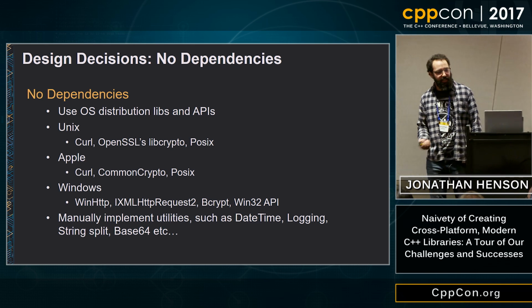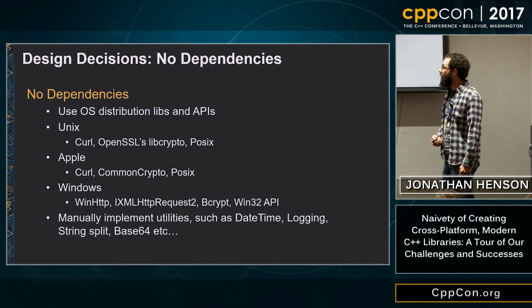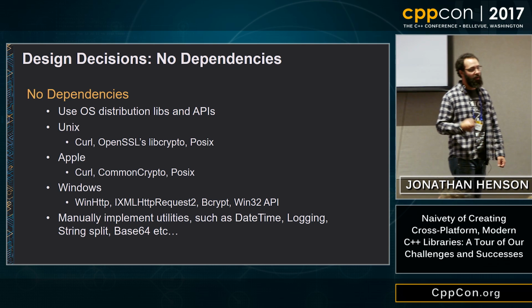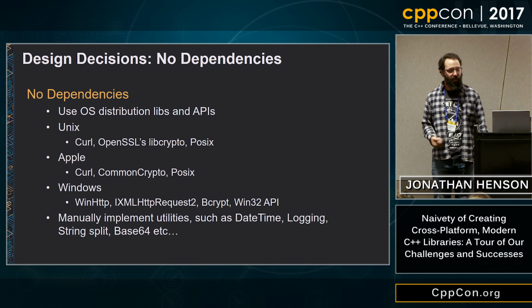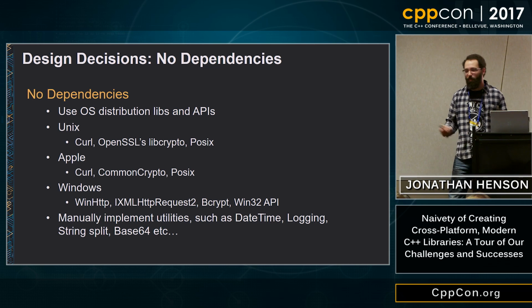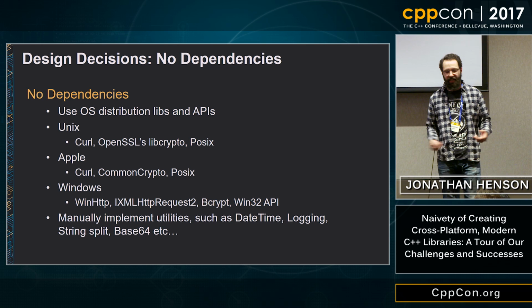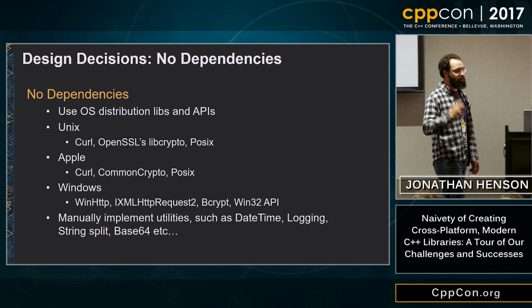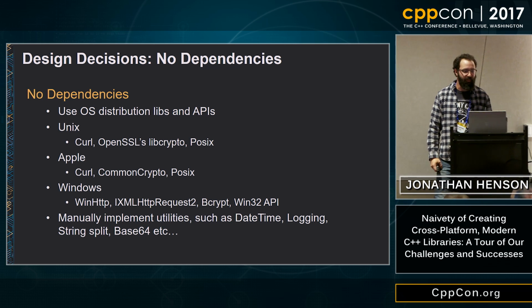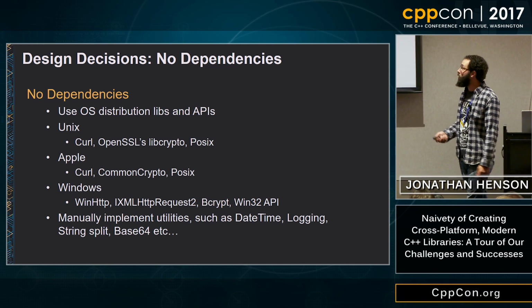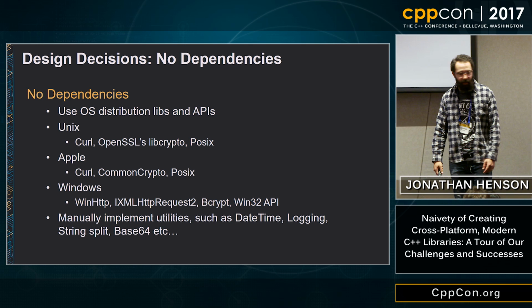On Unix, this means libcurl for HTTP, OpenSSL's libcrypto for all of our hashing and symmetric crypto, things of that nature. Use POSIX for operating system specific features such as file access, directories. A lot of that goes away with the latest technical specifications on file systems. On Apple, it's similar. We just used common crypto instead of OpenSSL.